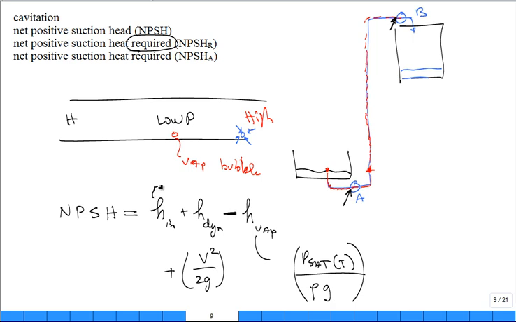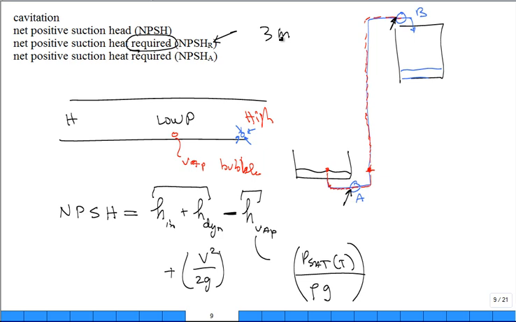This head inlet plus the dynamic head need to be sufficiently above that head right here. That's why there's a minus sign in there. That's the net positive suction head. Now, they have a little subscript. The pump manufacturer says the head required needs to be 3 feet or 3 meters. Don't ever let the net positive suction head at the pump in actual operation be below 3 meters.